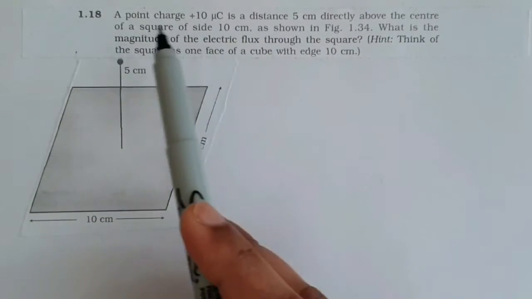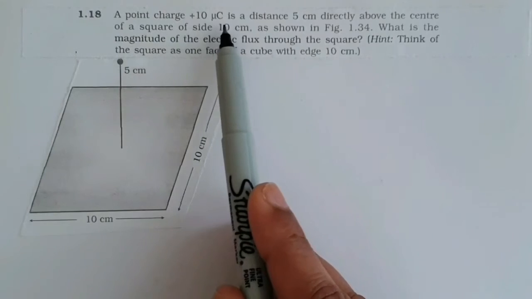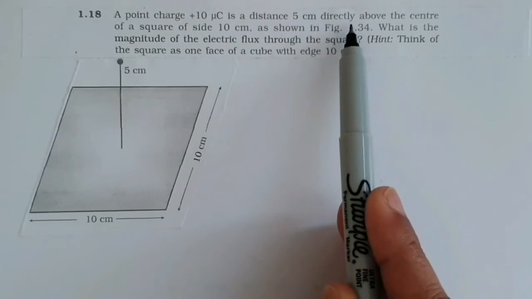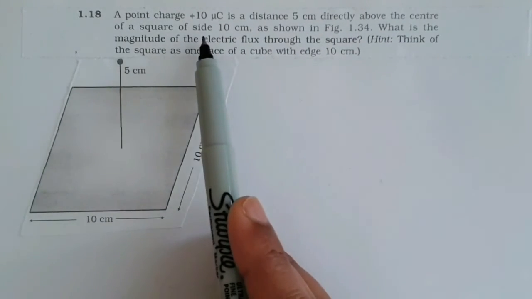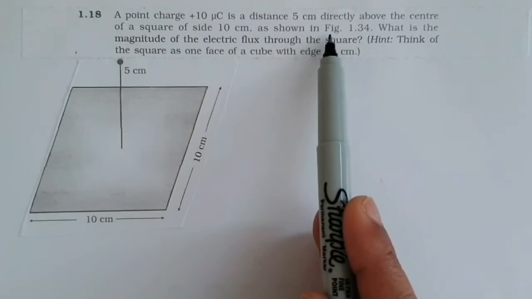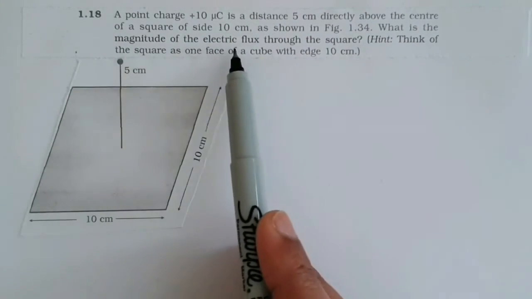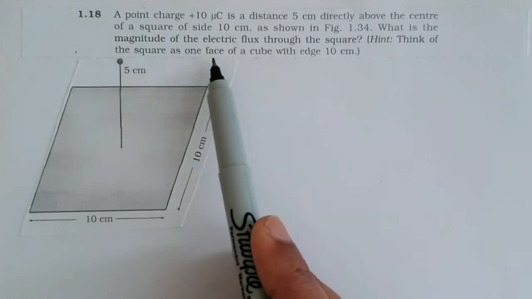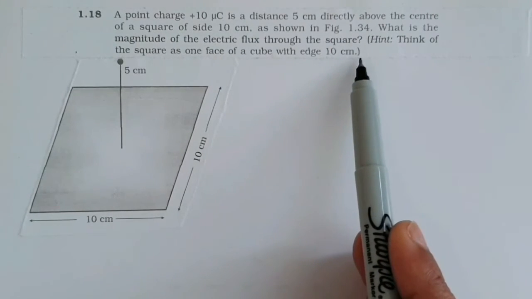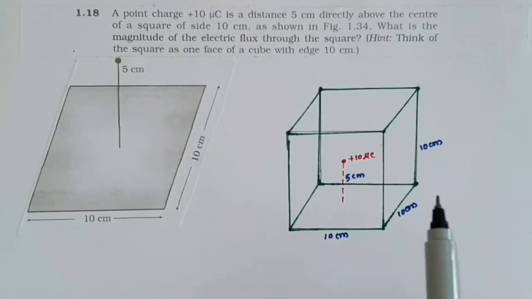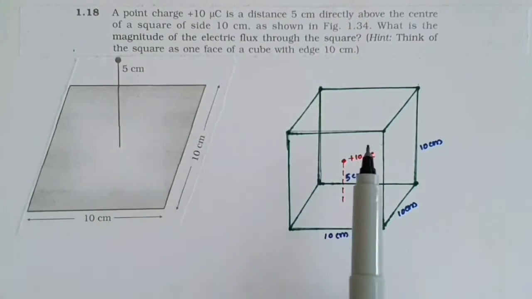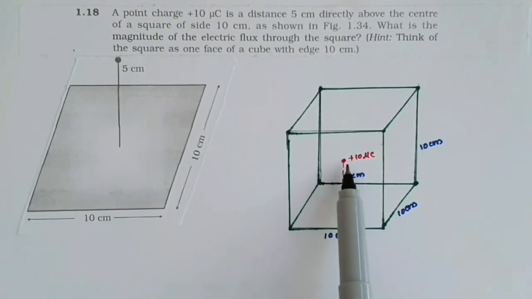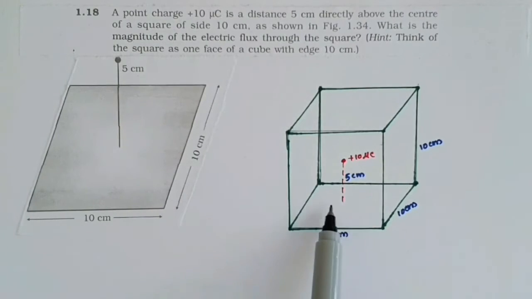Question number 18. A point charge plus 10 microcoulomb is a distance 5 cm directly above the center of a square of side 10 cm as shown in figure. What is the magnitude of the electric flux through the square? Hint. Think of the square as one face of a cube with edge 10 cm. We are solving this problem by constructing a cube of sides 10 cm so that the charge is exactly at the center of this cube. This is one of its faces.